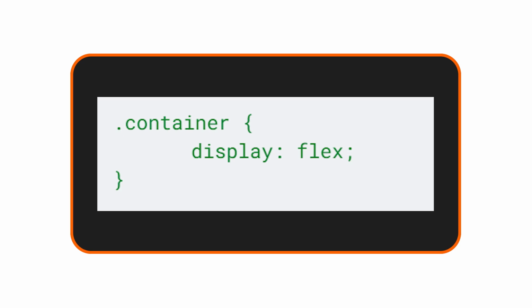The display flex property activates Flexbox for a container. When set, all direct child elements become flexible, allowing you to easily align and arrange items like images or text.